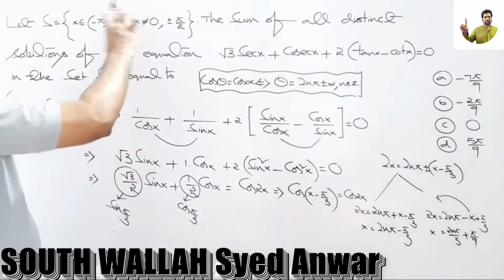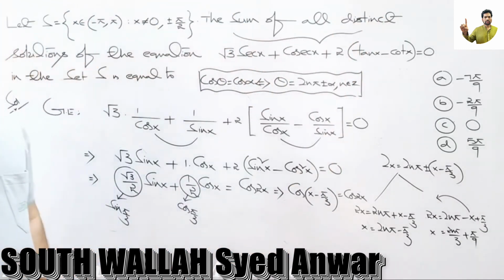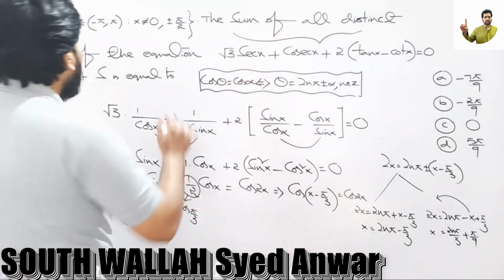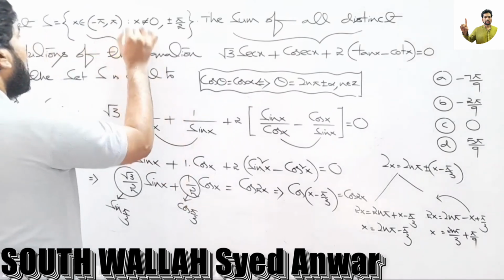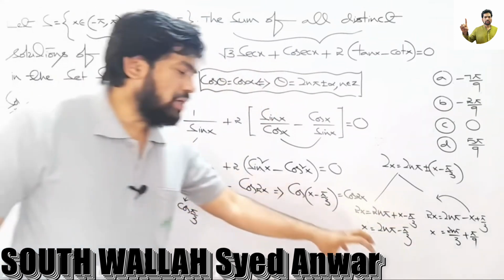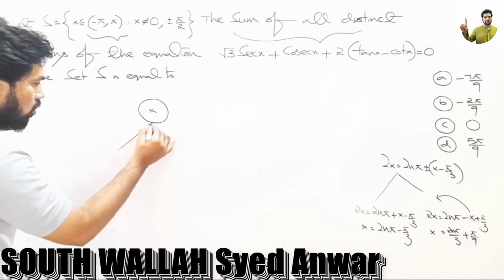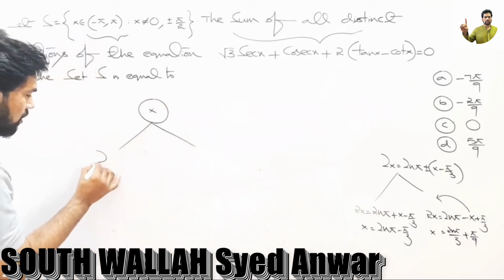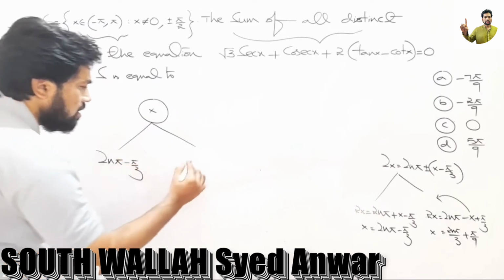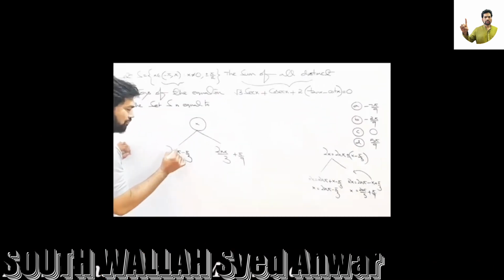Now, first of all, we have to find all the distinct solutions here, but we require their sum. So the interval is given. What is the interval here? x belongs to minus pi comma pi. So in this interval only we need the solutions. For x, I have got two general solutions here. One is 2n pi minus pi by 3. The second one is 2n pi by 3 plus pi by 9.